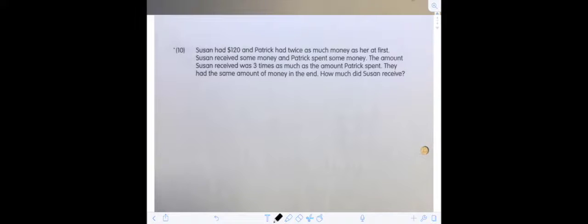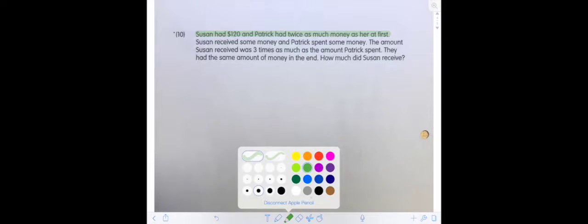Susan had $120 and Patrick had twice as much money as her at first. Okay, Susan received some money and Patrick spent some money. The amount Susan received was 3 times as much as the amount Patrick spent. They had the same amount of money in the end. Okay, now let's highlight the major points first. Right, Susan had $120, Patrick had twice.